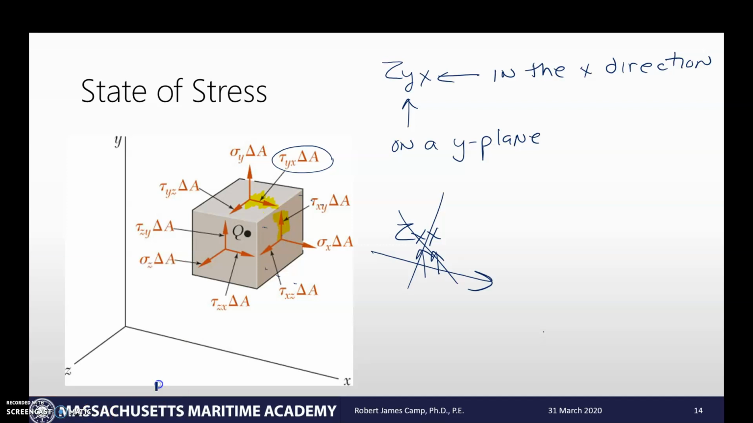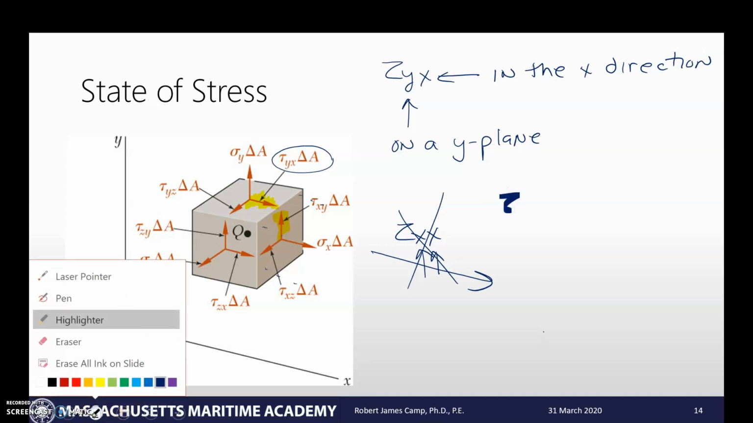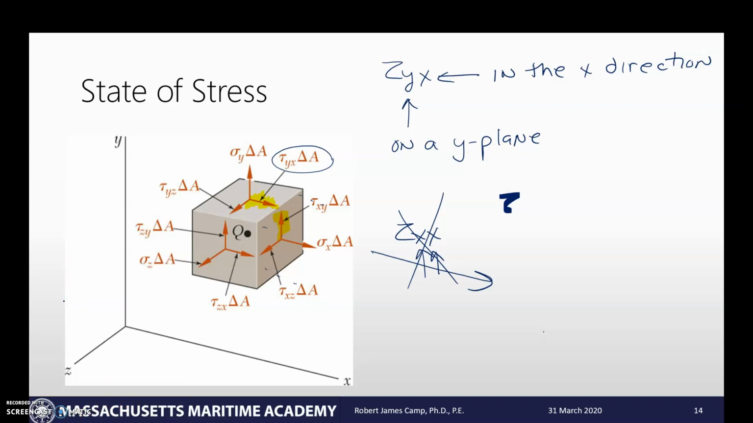Now, one thing to keep in mind, we're talking about shear stresses that, ooh, that was pretty. Let's change that to a pen. Tau xy and tau yx are the exact same thing. And they have to be by principle of static equilibrium, because one's causing a rotation. Tau yx is causing a rotation in the clockwise direction. Tau xy is causing a rotation in the counterclockwise direction. They have to balance themselves out.